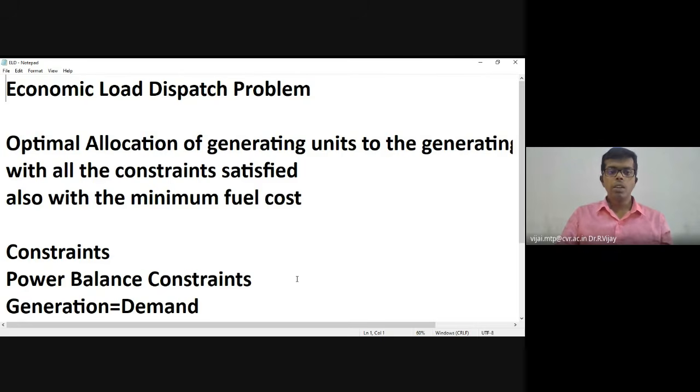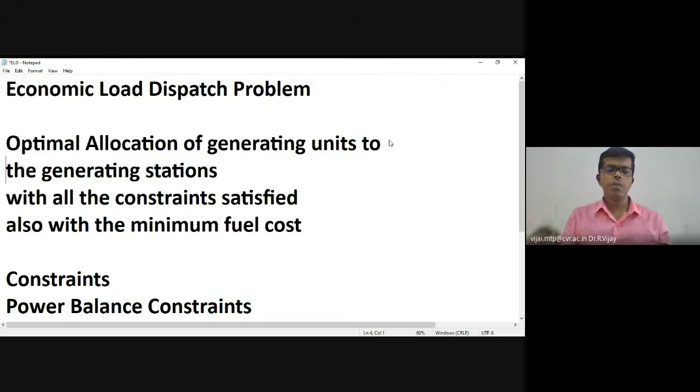Similar to this, we have to compare that optimization problem with our economic load dispatch problem. Similarly here also we have a certain objective function as well as the constraints. Here the objective function is to minimize the total fuel cost, as I already said. So here the objective function is to minimize the total fuel cost incurred in all the generating units.